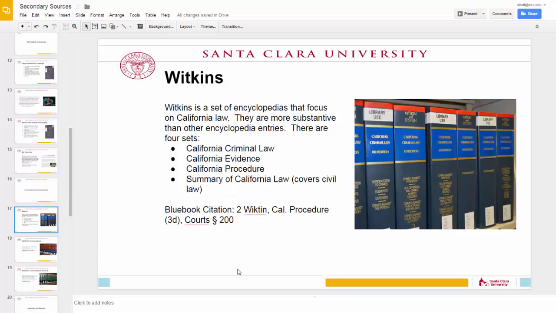Okay, introduction to encyclopedias. We're rather unique in California in that we also, in addition to our state encyclopedia, have a set of Witkin's encyclopedias. There are actually 4 sets of Witkin's. You've gone over this a little bit in your first year of law school. There's California criminal law, there's California evidence procedure, and then the summary of California law, which covers all of your civil actions.